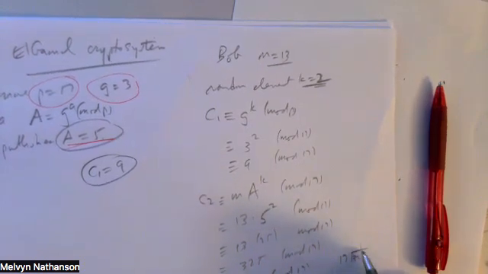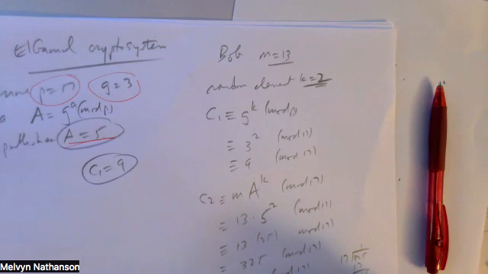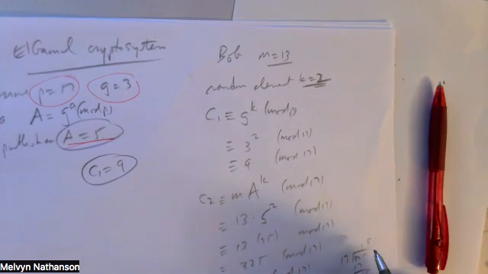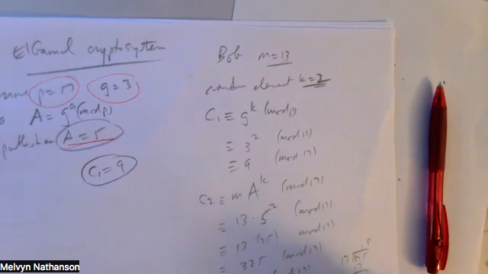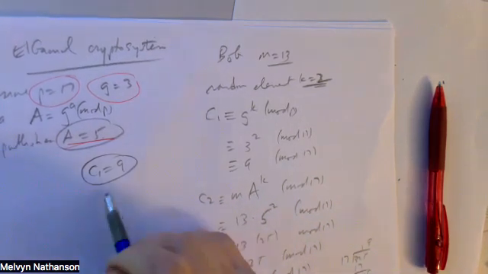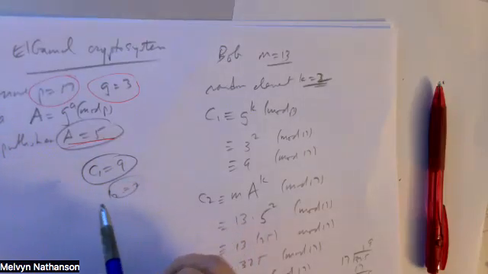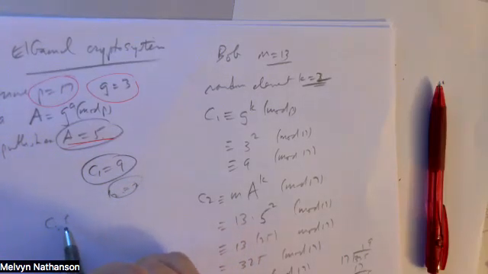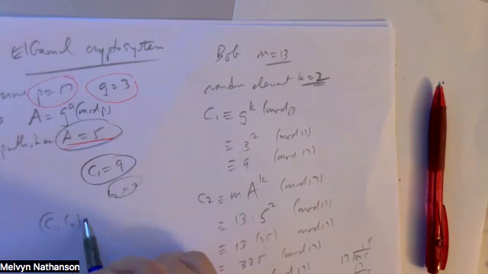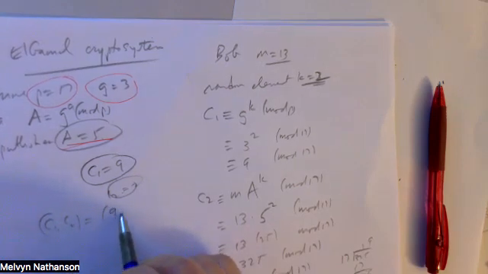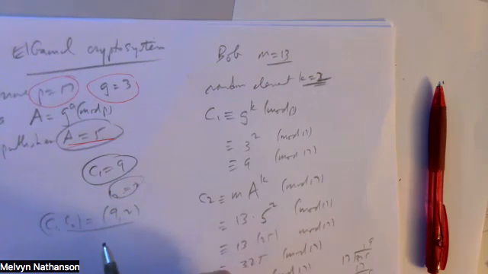17 into 325 goes 19 times, with remainder... 17 into that goes 9. 9 sevens are 63. Yeah, 2. So C2 is equal to 2. So this message that Bob sends back to Alice, C1, C2, is the pair 9, 2.